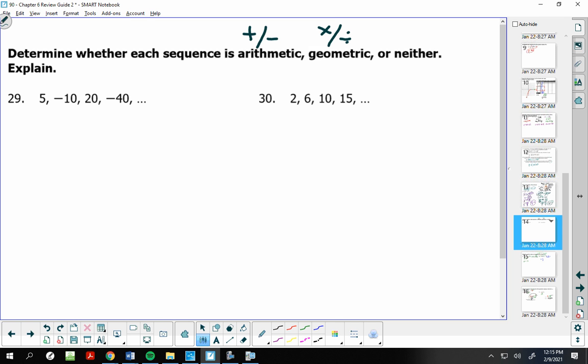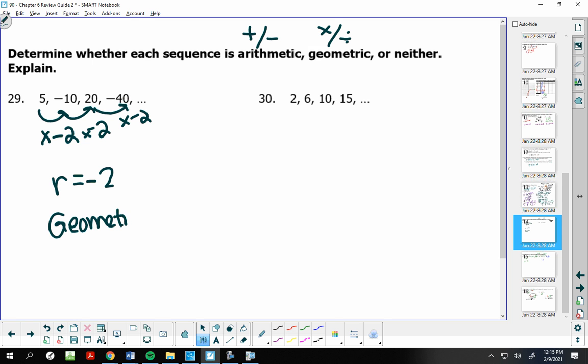So we're multiplying by negative 2. And you need to check all of them. Times negative 2 times negative 2. So my R value is negative 2, which makes it geometric because it has a common ratio. Okay, when it says explain, your explanation is that R equals negative 2. That is how you're explaining that it's geometric.